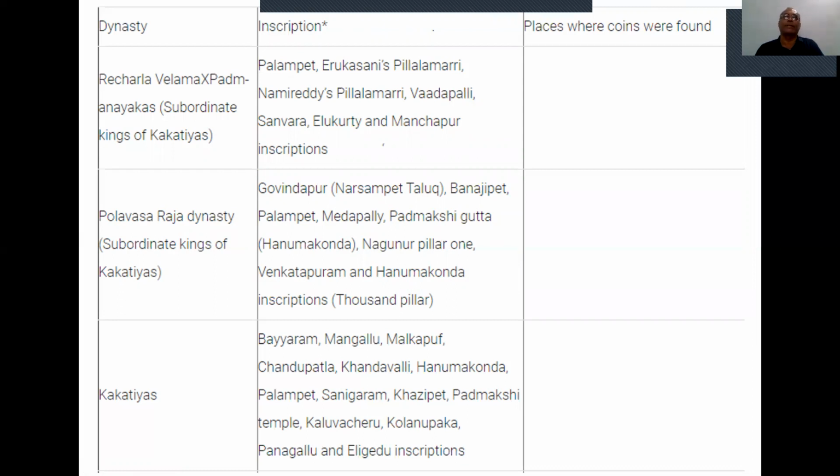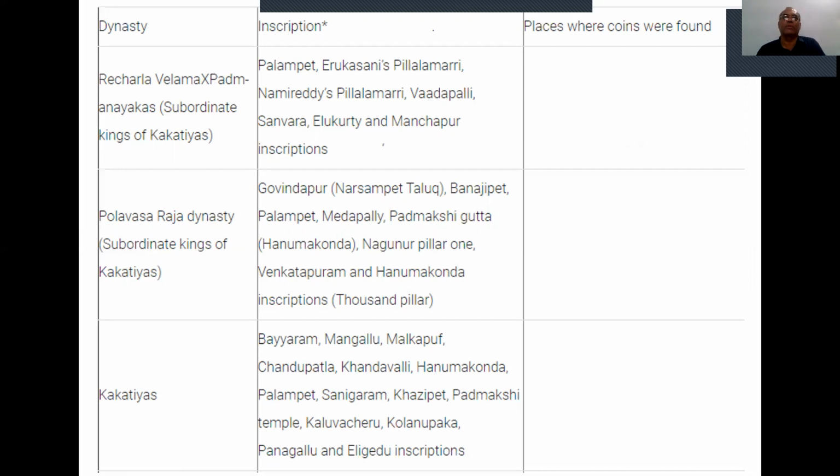They are the Palampet, Pillalamari, Sanauru, El Kurti, Manchapur, etc. So these are the regions where you find the inscriptions. So similarly, you have the Polavasa Raja dynasty, subordinate kings of Kakatiyas, and you have them available at Govindapur in Narsampet, and Banajipet and Palampet.